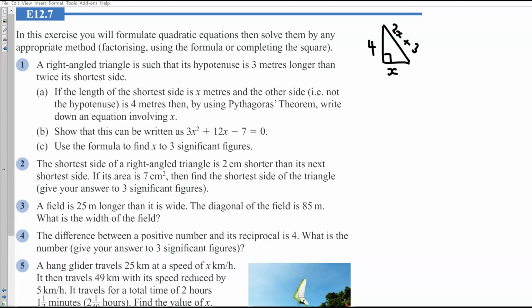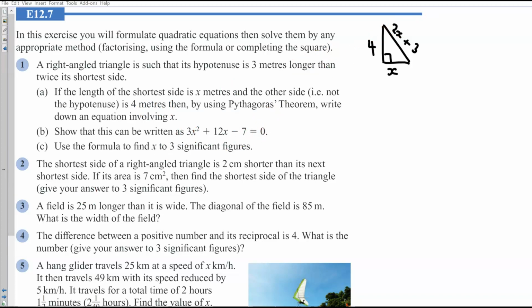So I have read the question and I've drawn a diagram. And so this was a bit weird. So the hypotenuse is 3 meters longer, not than the shortest side, but twice the shortest side. So shortest side is x, so it's 3 meters longer than twice of this. And then you were told that the other side, not the hypotenuse, is 4. So I've got that now. So now I'm just going to use a bit of Pythagoras, and I'm going to end up with this.